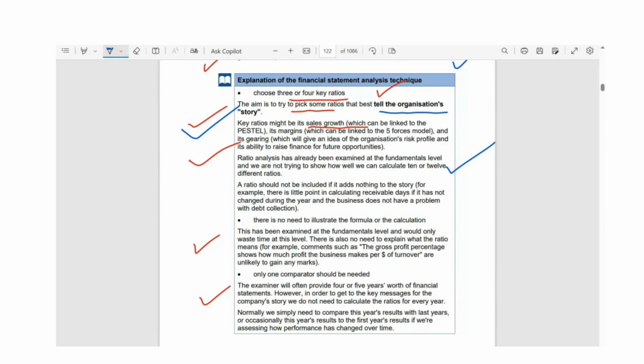These are the examiner points. The examiner will often provide 4 or 5 years' worth of information in the scenario in the exam question. However, in order to get the key measures for the company story, we do not need to calculate the ratio for every year. So one year's ratio analysis, then you make a comparison, and then you just make a commentary on it.